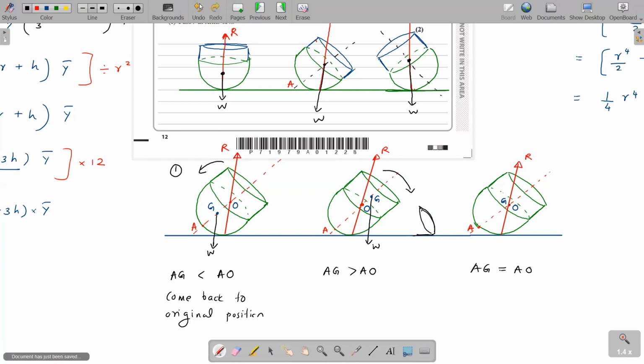It's difficult to draw it here, but the cylinder will lie like this at the end and the hemisphere, yeah. So it will completely topple over. Can you see? The object will completely topple over.